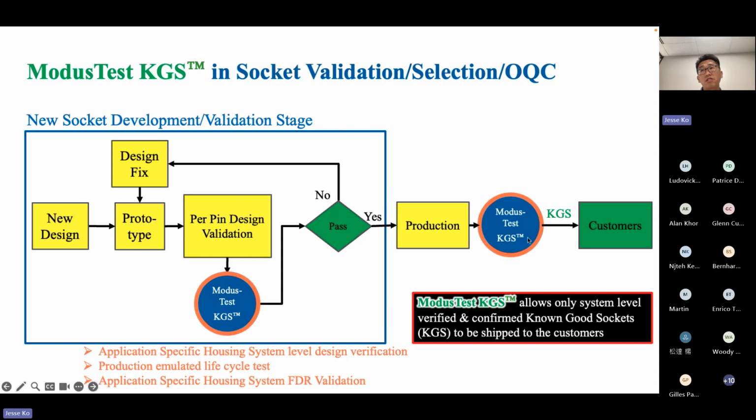A lot of our customers perform outgoing OQC using ModusTest KGS. This allows only system-level verified and confirmed known good sockets to be shipped to the customers. Let me share two test cases about this process.